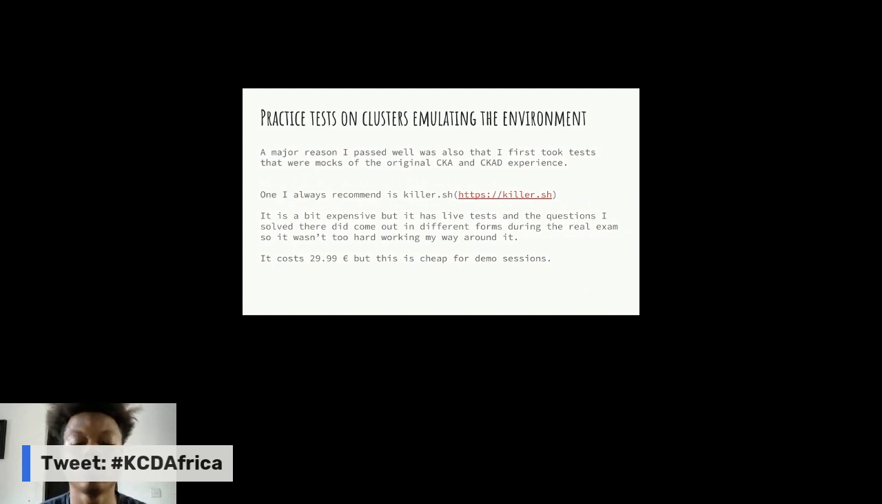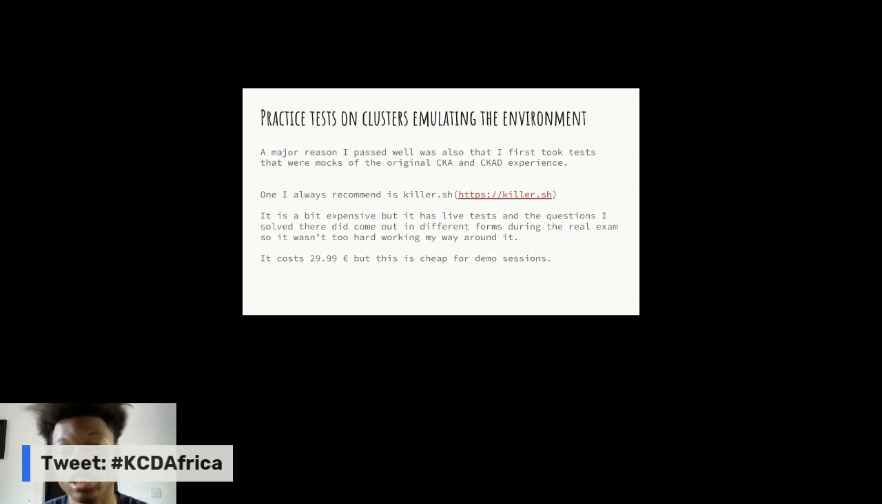So killer.sh is actually the CKA exam. You get proctored. You have a shell, the exact environment you see during the CKA exam. It's the best thing you can use for preparing for any of the exams. They also have a CKS simulation, so it's kind of like everything that you'd actually need. I always recommend this for anyone that asks about writing an exam, because it's really the best.